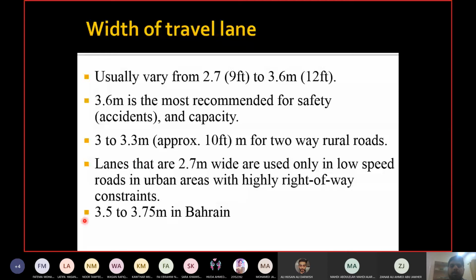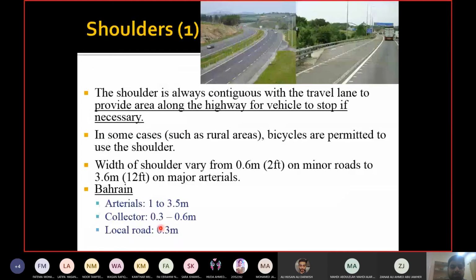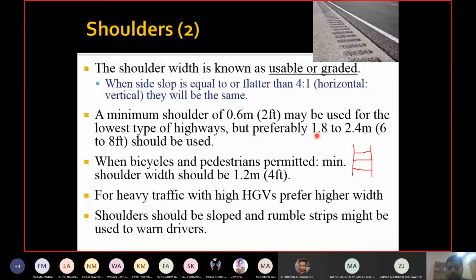Okay. Shoulder width. Shoulder width can range from 0.6 to 3.6 meters, but 3.6 meters is for arterials. Is this an arterial? No, it's a rural collector. So I will not use 3.6 meters. They have given me a preferable range here, which is 1.8 to 2.4 meters.